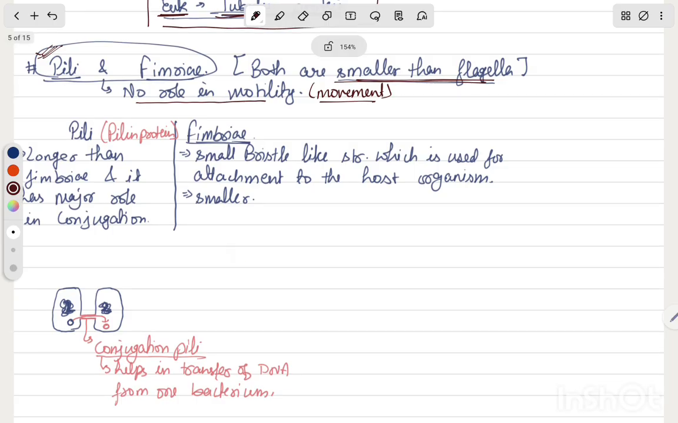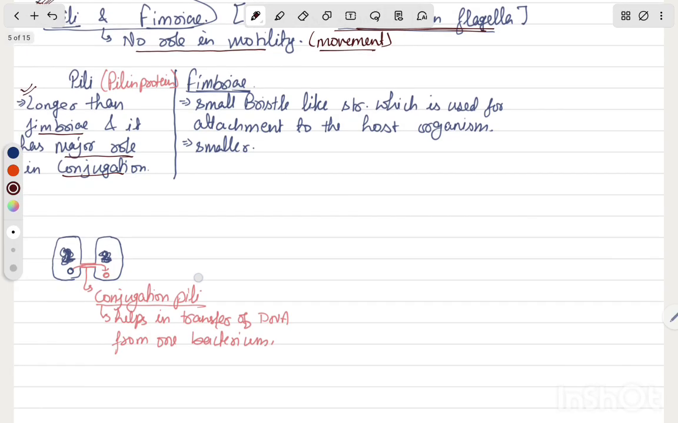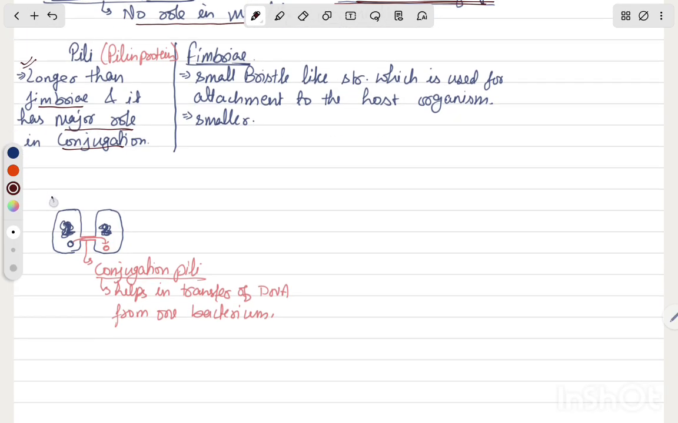Villi is a longer structure, longer than the fimbriae, and it has a major role in conjugation. Now, what is conjugation? Suppose this is a first bacterial cell and this is a second bacterial cell. This is the structure called plasmid. Transfer of plasmid from one bacterium to another happens through this tube.